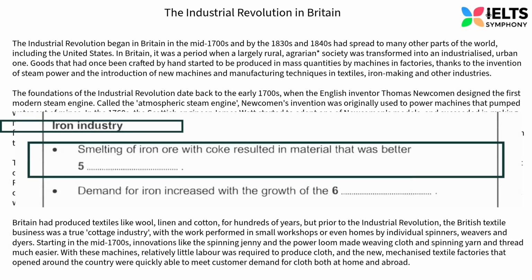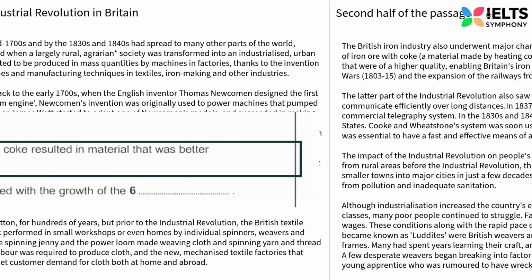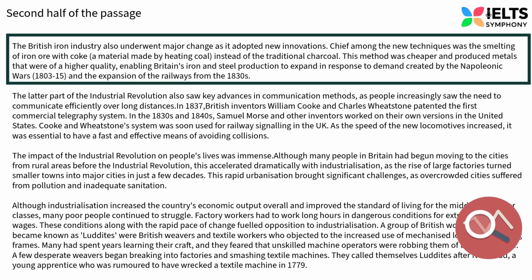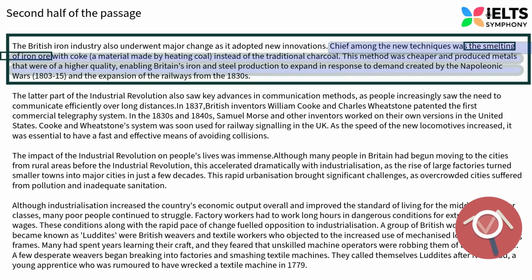Here's the question. Smelting of iron ore with coke resulted in material that was better. Let's first understand what's happening here. The sentence tells us that iron ore and coke were combined, and they produced a material. This material was better in some way. So we're looking for a noun that describes how it was better. We've already spotted the section in the passage that matches this.